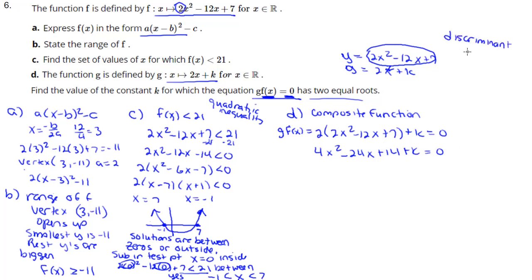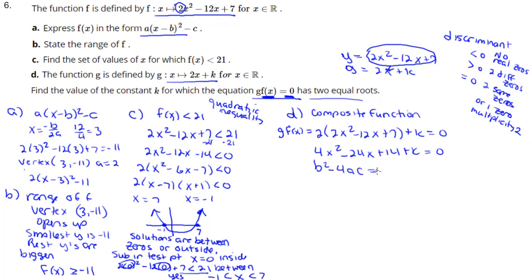Now the discriminant, two equal zeros. So keep in mind the discriminant is going to be less than 0 if there are no real zeros. It's going to be greater than 0 if there are 2 different zeros. And it's going to be equal to 0 if there are 2 of the same zeros, or sometimes it's called 1 zero with a multiplicity of 2. Okay, anyway, they have 2 equal zeros. So that means we're going to use the discriminant and make it equal to 0. So why don't you go ahead and pause this, find a, b, c, use the discriminant, and then start back up again.